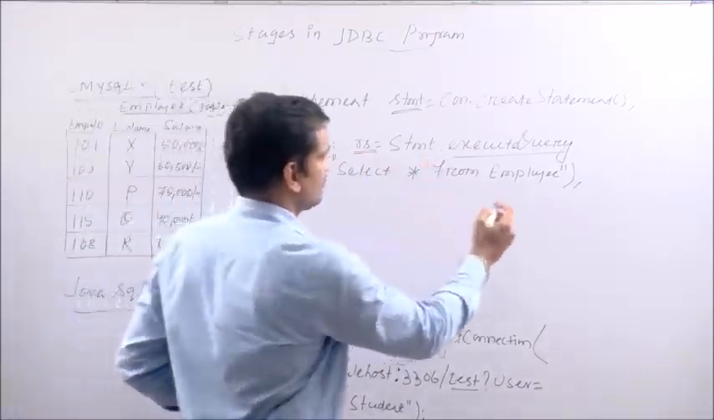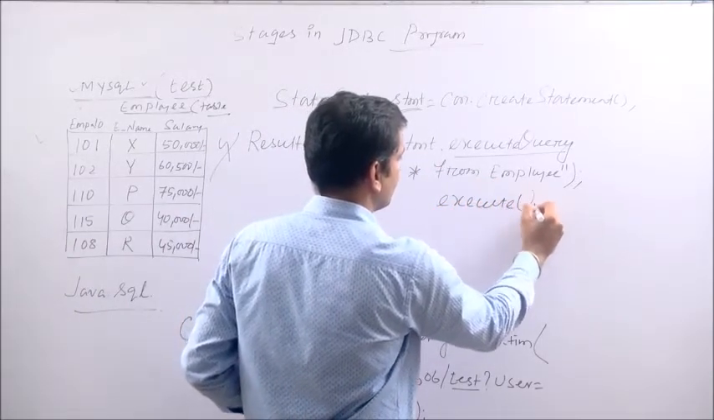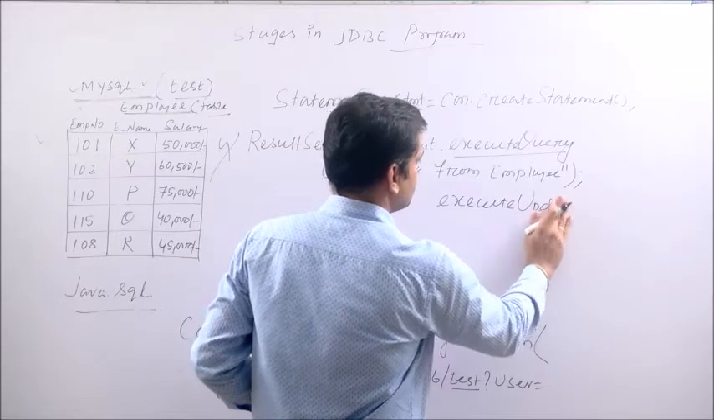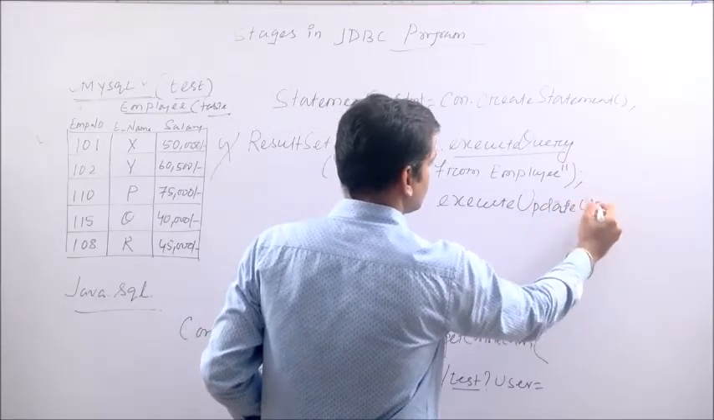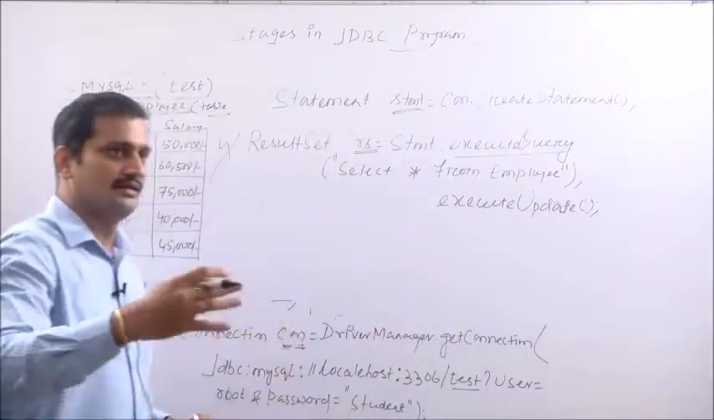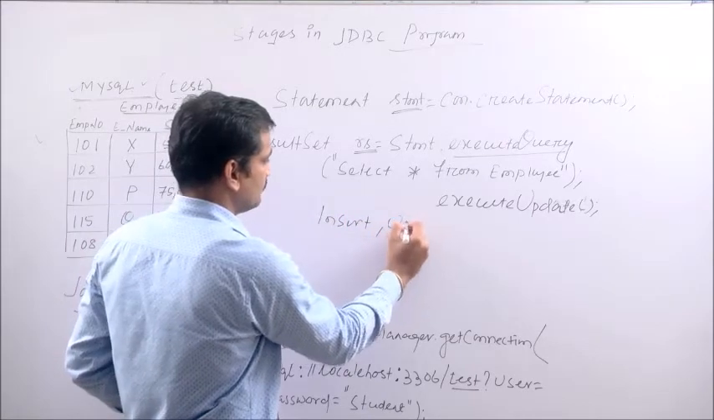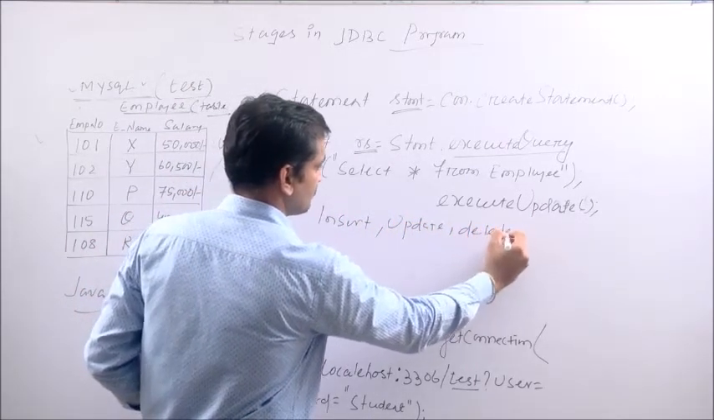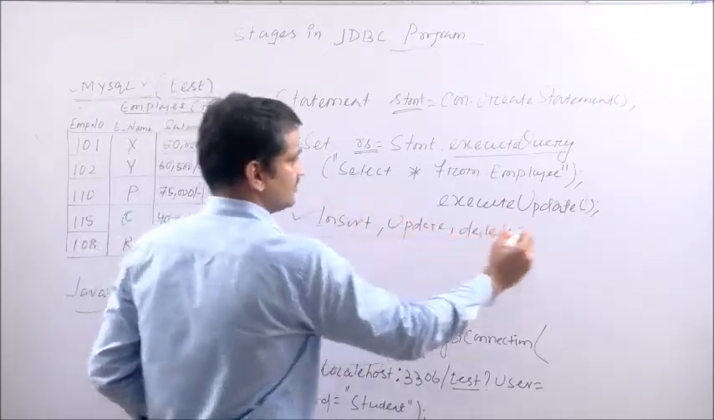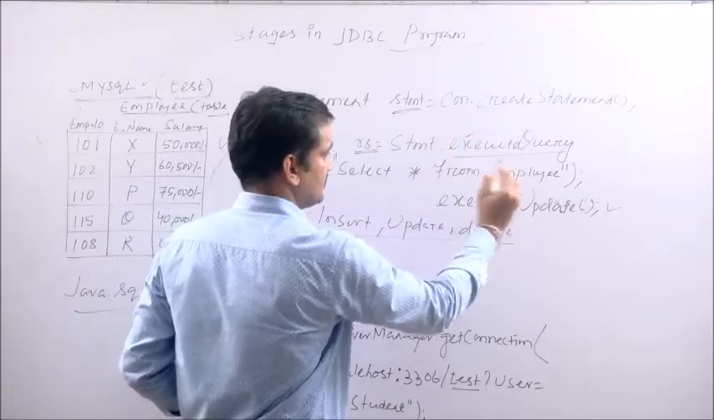Similar to executeQuery, there is also another method called executeUpdate. executeUpdate is used when you are going to update the data. You are not always going to make a query; you may need to insert data into the table, update the existing data of the table, or delete some record from the table. For all these operations you can use the method executeUpdate instead of executeQuery.